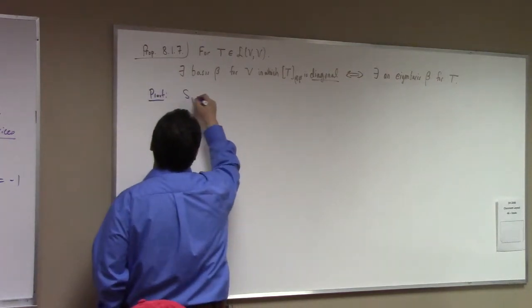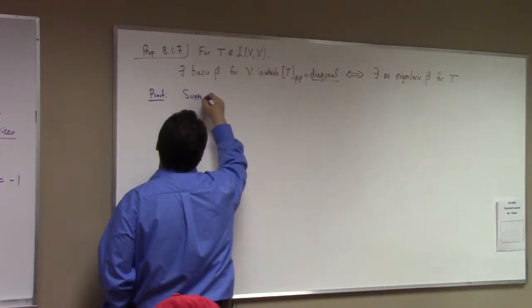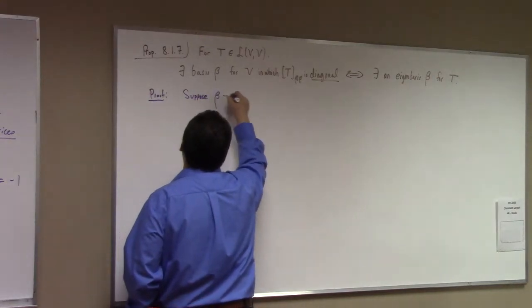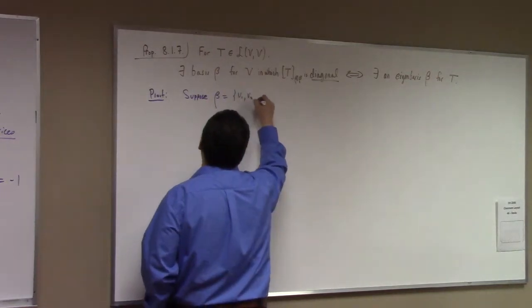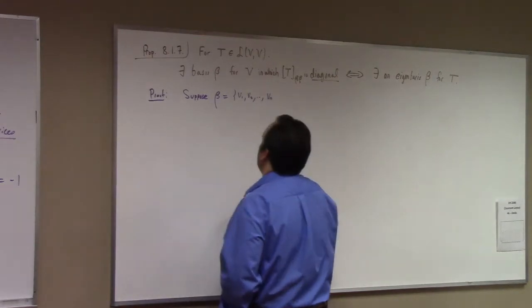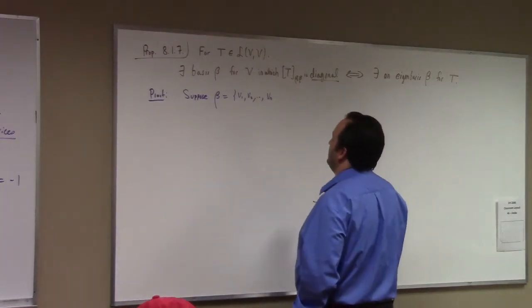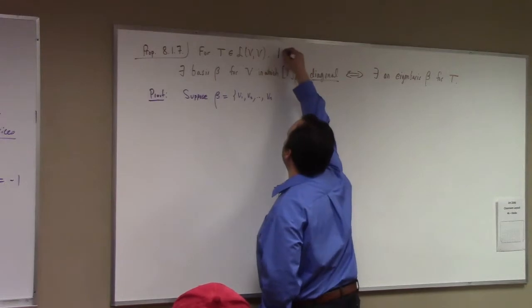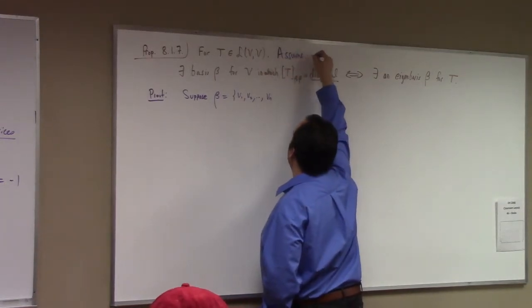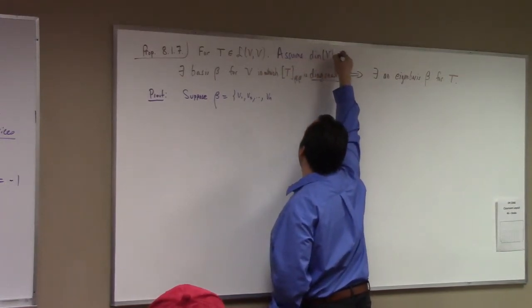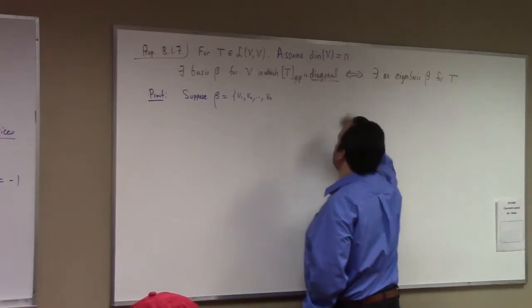So suppose that beta is v1, v2, through vn. Now, there is something else I should assume here that I have forgotten to say, which is kind of important. Assume the dimension of V is equal to n.